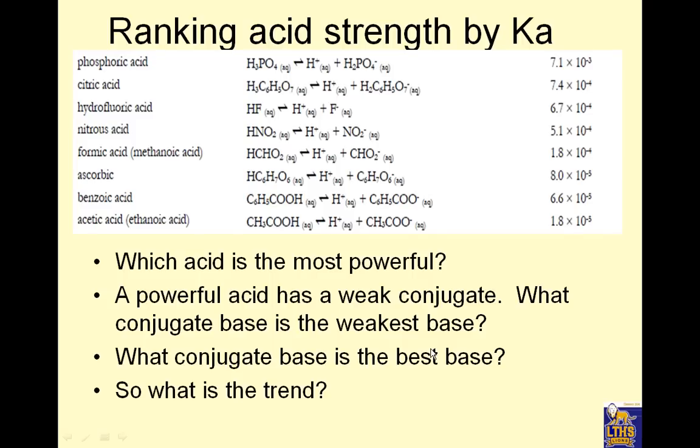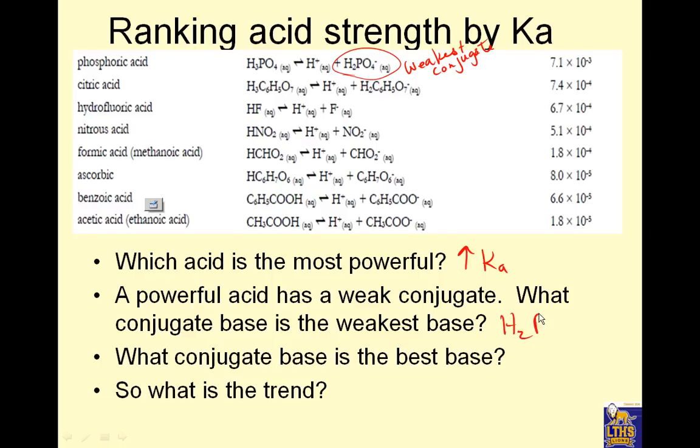So, ranking acid strength. Which acid is the most powerful? The acid that's the most powerful has the highest Ka. That means it has the most ions. More ions means more dissociation, and more dissociation means strong. A powerful acid has a weak conjugate. What conjugate base is the weakest base? If this is the most powerful acid, then that's the weakest conjugate base.